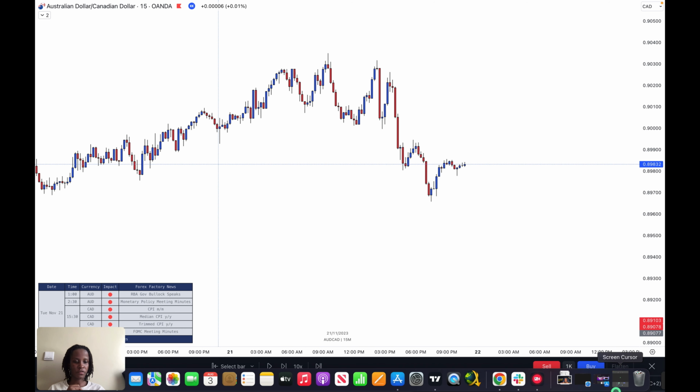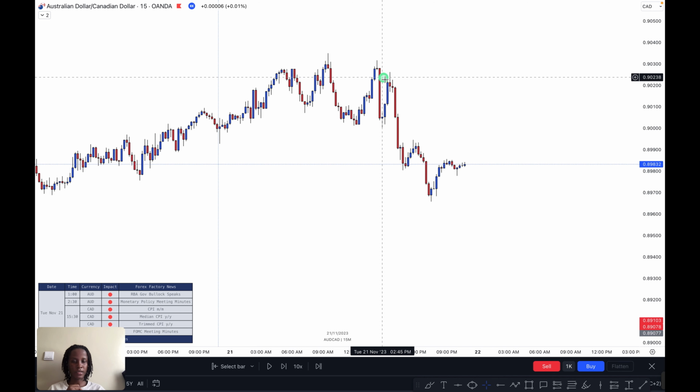Let's first draw the dealing range. The dealing range is from here to here down, because why? It took liquidity up here, and down here it took all this liquidity. That makes it a valid dealing range. If you want me to make a video specifically on dealing ranges, on how for you to know valid dealing ranges, just comment.